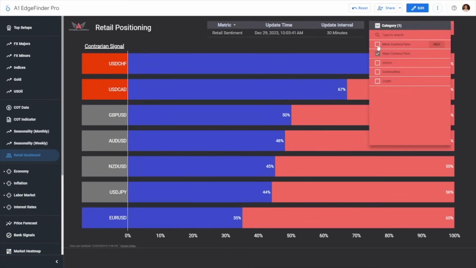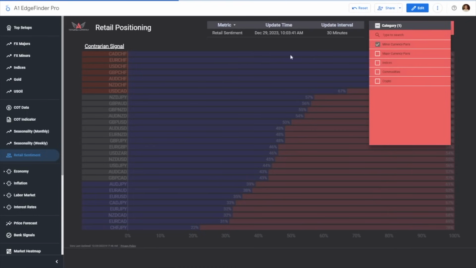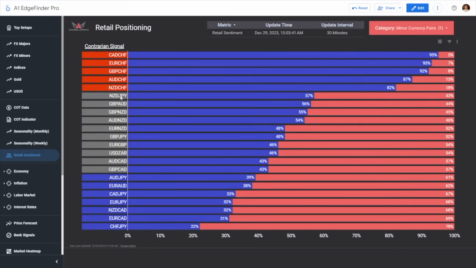We can also add it for those of you who trade minor currency pairs. We'll just take a look at the minors today. Here are all the different crosses. If you trade something like, for example, CAD/JPY or EUR/JPY, EUR/CAD, CAD/CHF, feel free to pause the video and take a look at this retail positioning.